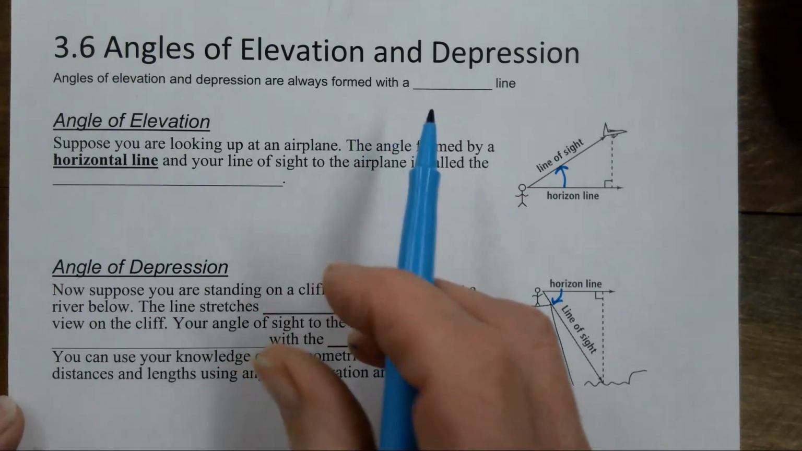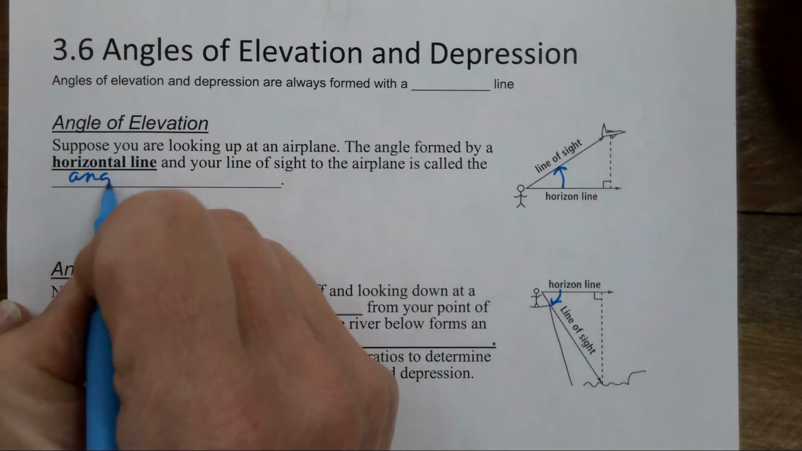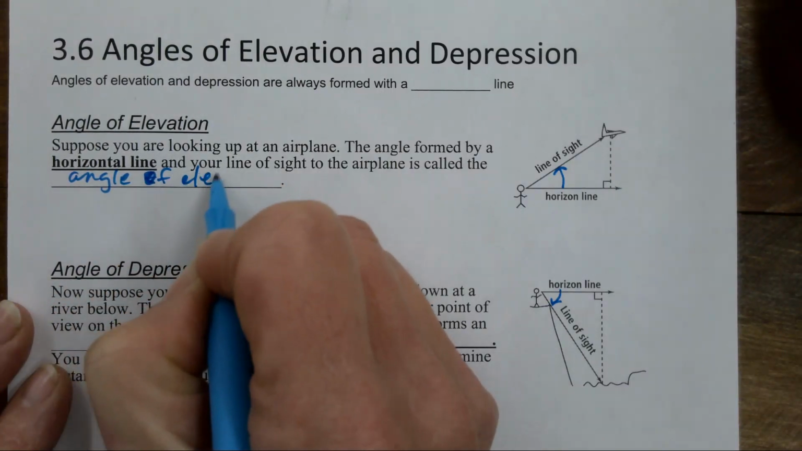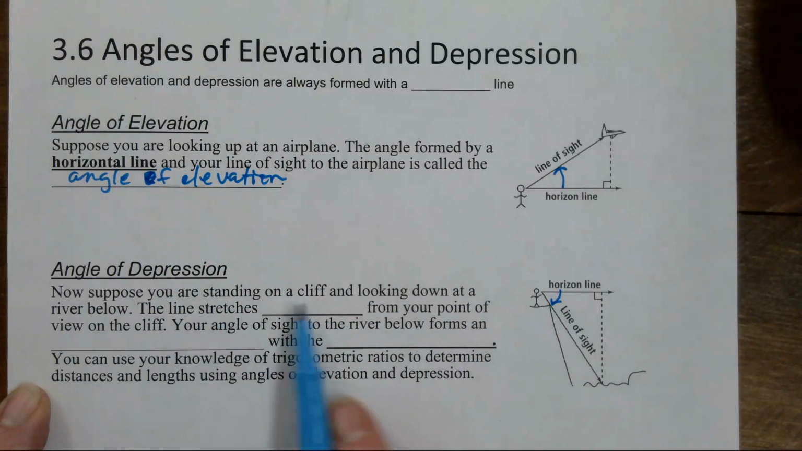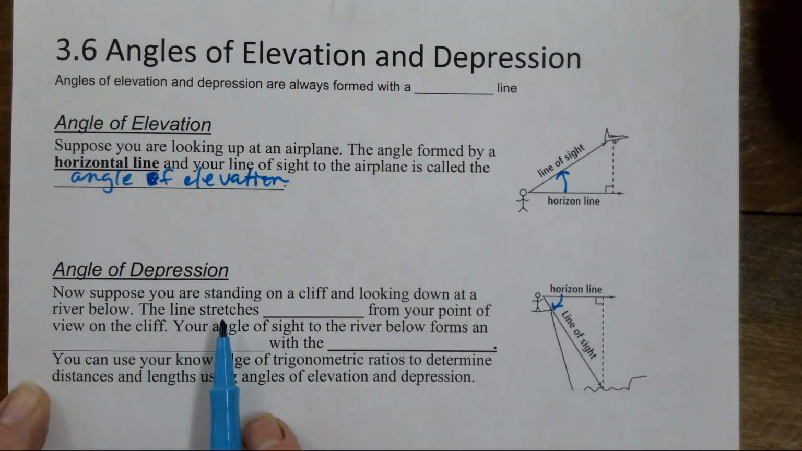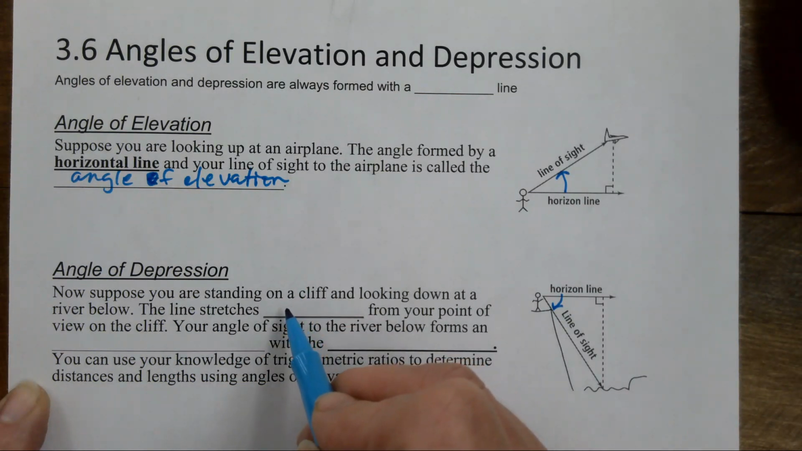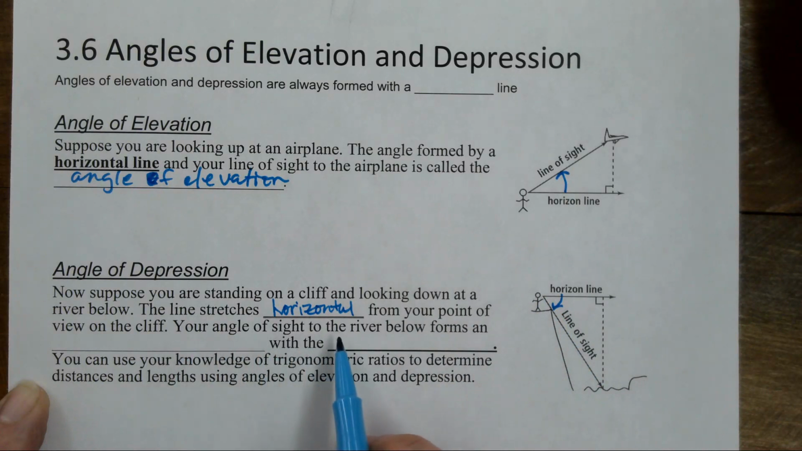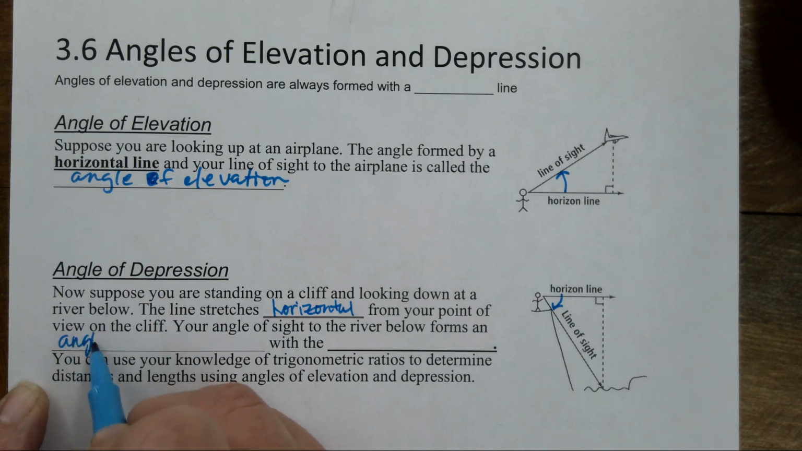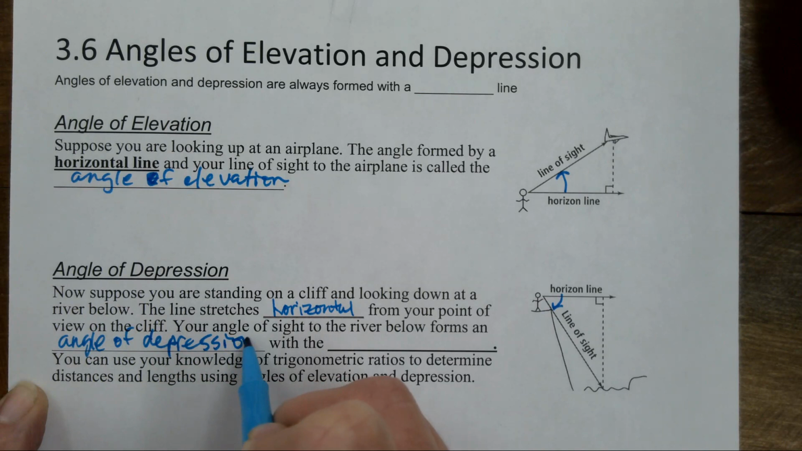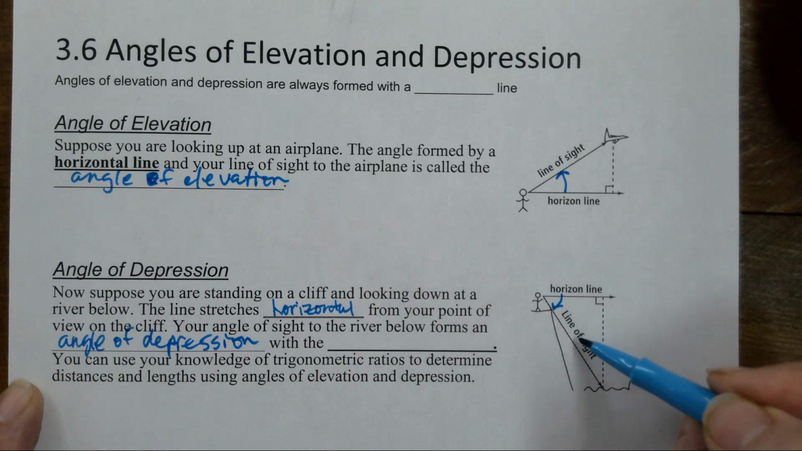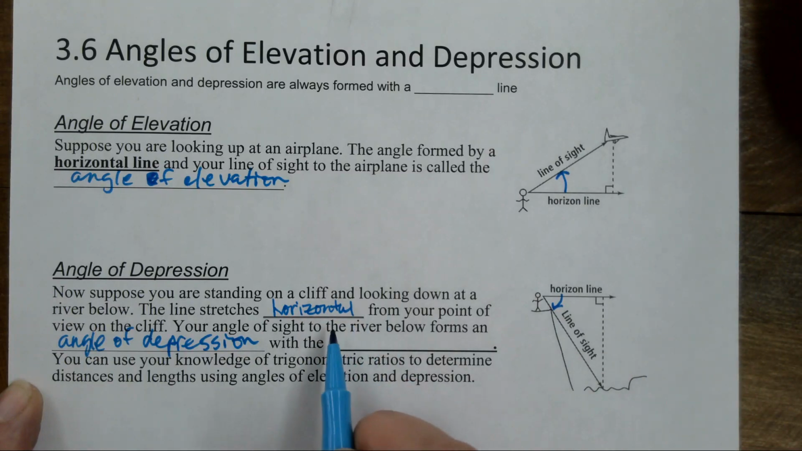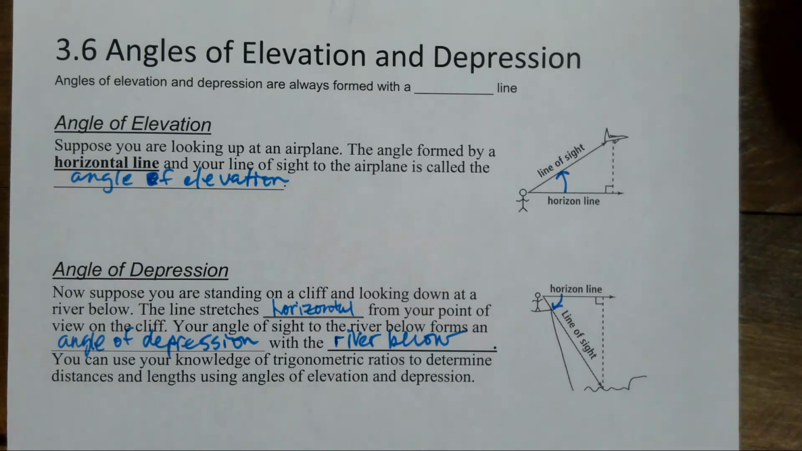So suppose you are looking up at an airplane, the angle formed by the horizontal line and your line of sight is called the angle of elevation. And suppose you're standing on a cliff looking down at the river below, the line that stretches horizontal from your view on the cliff, your line of sight to the river below forms an angle of depression. Once we set up these pictures, we'll be able to use our knowledge of trig ratios to actually solve problems.